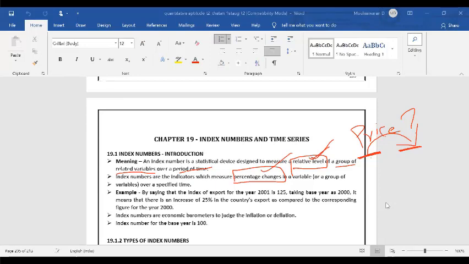The example here they had given. See here, the index of export for the year 2001 is 125.